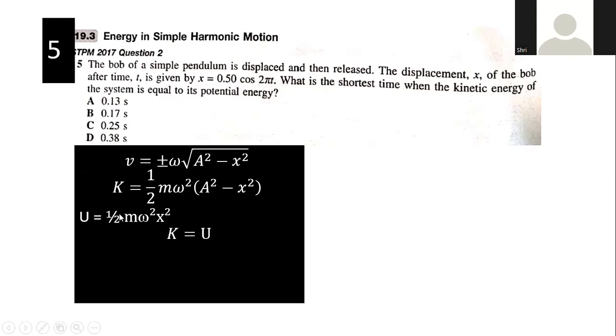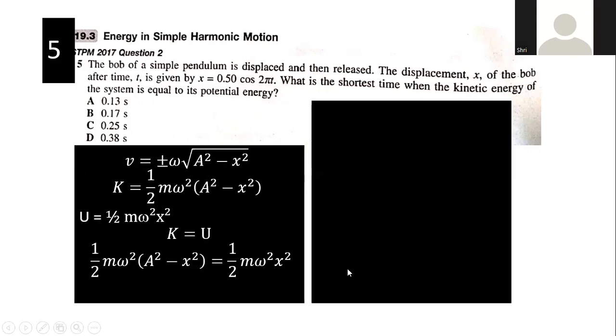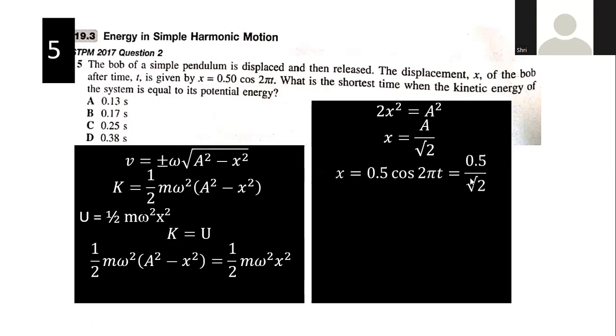So you want the two of them to be equal. Cancel that part there, cancel this part out there. So we get a squared minus x squared equals x squared. Take this minus to the other side, you get 2x squared equals a squared. Then square root it. x equals a over root 2. Your a is 0.5, so 0.5 over root 2. That's the original equation. You want to find the time now.